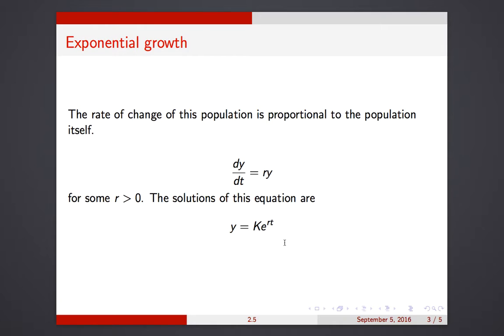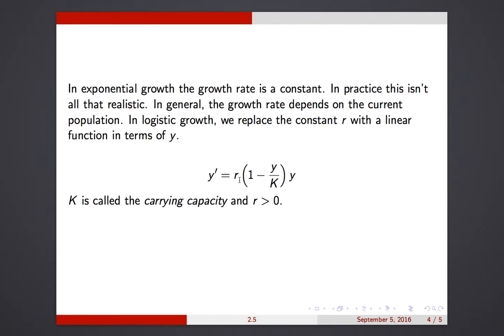If you are modeling a population whose rate of change is proportional to the population, you're just going to get exponential curves modeling that growth. Of course, populations of bacteria or whatever will grow exponentially in the short term. In the short term, bacteria in a petri dish satisfy this equation, that their rate of change is equal to some proportionality constant times the current number of bacteria. So in exponential growth, the growth rate is a constant.